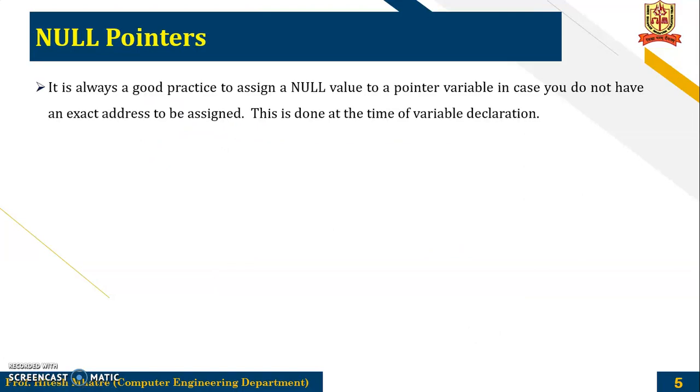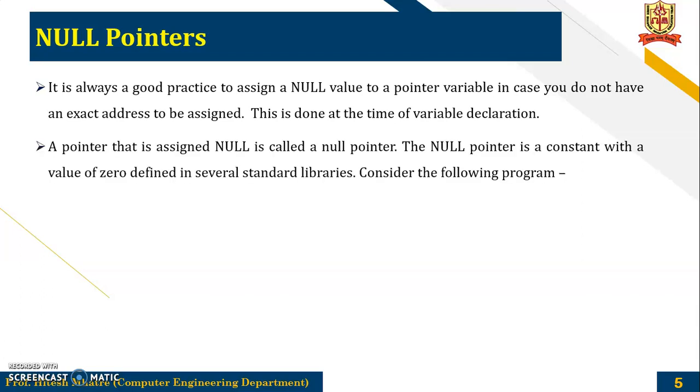Then we have null pointers. Now it is always a good practice to assign a null value to a pointer variable in case you do not have the exact address to be assigned. This is done at the time of declaration, means if you do not have any specific address to assign, what we should do while declaration is assign that pointer to null. A pointer that is assigned null is called a null pointer. The null pointer is a constant with a value 0 defined in several standard libraries.